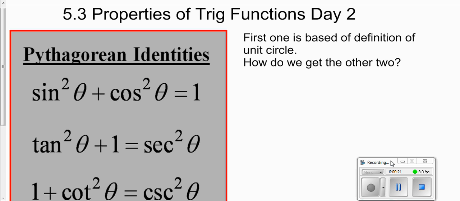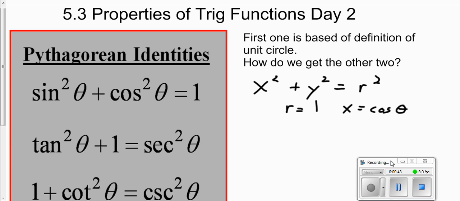Remember from College Trig that we have the equation of the circle being x squared plus y squared equals your radius squared. Well, if we're dealing with the unit circle, notice our radius is equal to 1. Our x is equal to cosine of theta, and y is equal to sine of theta.